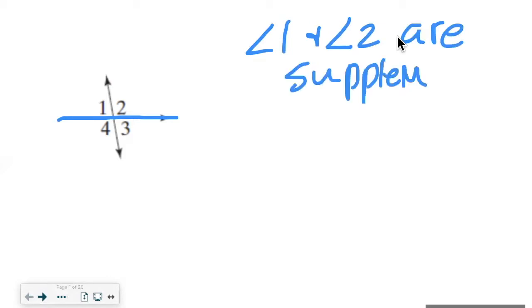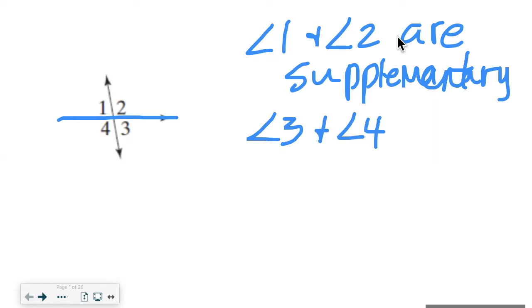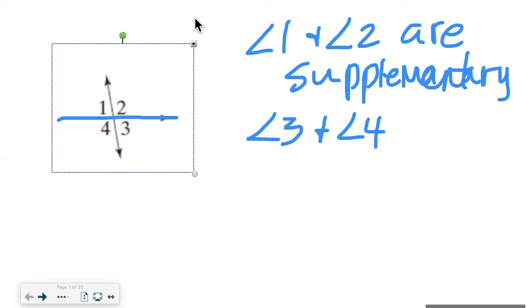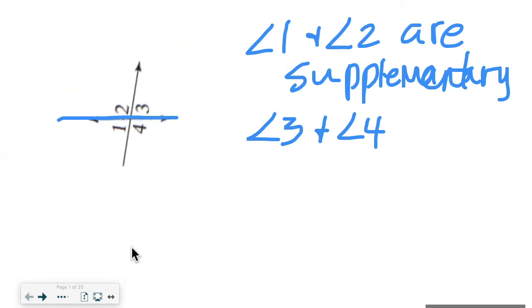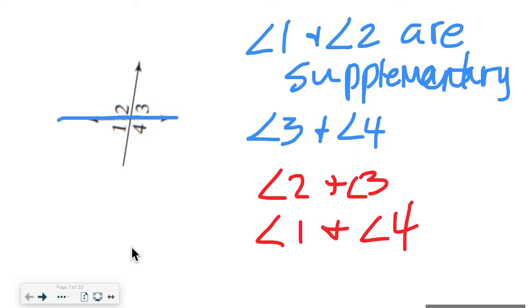Supplementary angles are angles whose sum is 180 degrees. So are there other supplementary angles? Yes. We could say angles 3 and 4 are supplementary. But we also have some other ones, because if you were to rotate this, let's just say you did this, now you can see that angles 2 and 3 are also supplementary, as well as angles 1 and 4. Seeing that rotation makes that easier to follow.